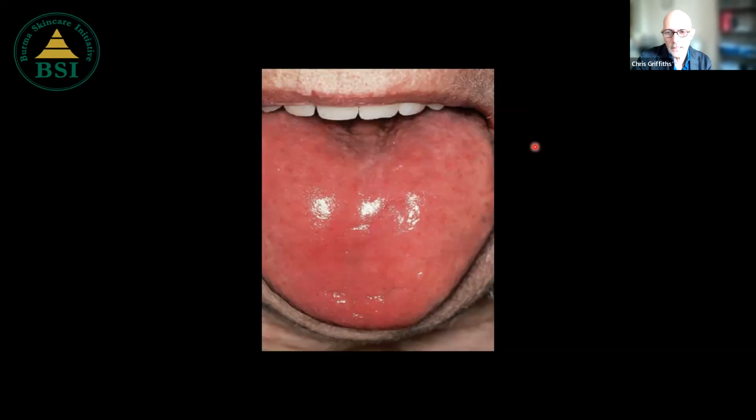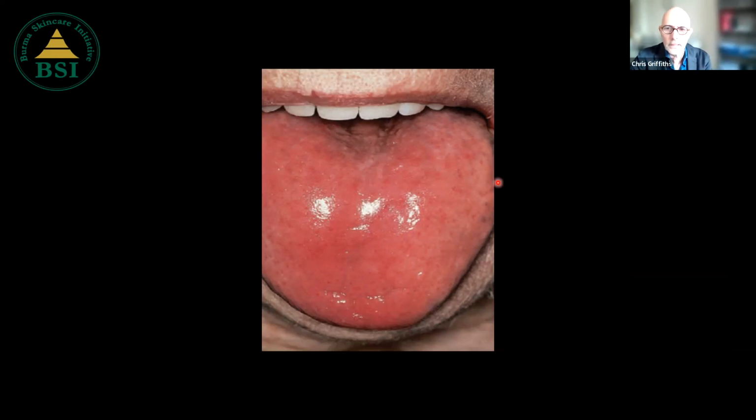So strawberry tongue is different. It looks like a strawberry. You see little papules of the strawberry, which you often see with measles. But this is a shiny tongue. You can see the way the light is reflecting off the tongue here. So there are no papillae. They've been lost. So this is a glossitis, an atrophic glossitis. So that's a very good description.